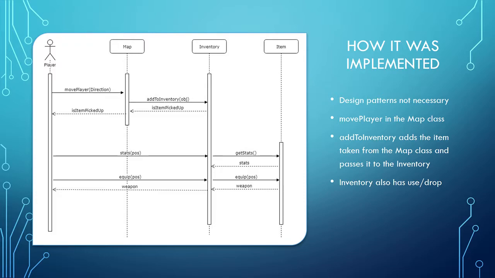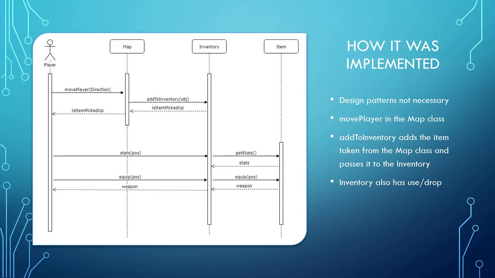The add to inventory function will return a boolean, true or false. It will return true if the item was added to the inventory, and false if the inventory is currently full. So this sequence diagram is based on one case, and there are different options in the inventory. In this case, the player has picked up an item.